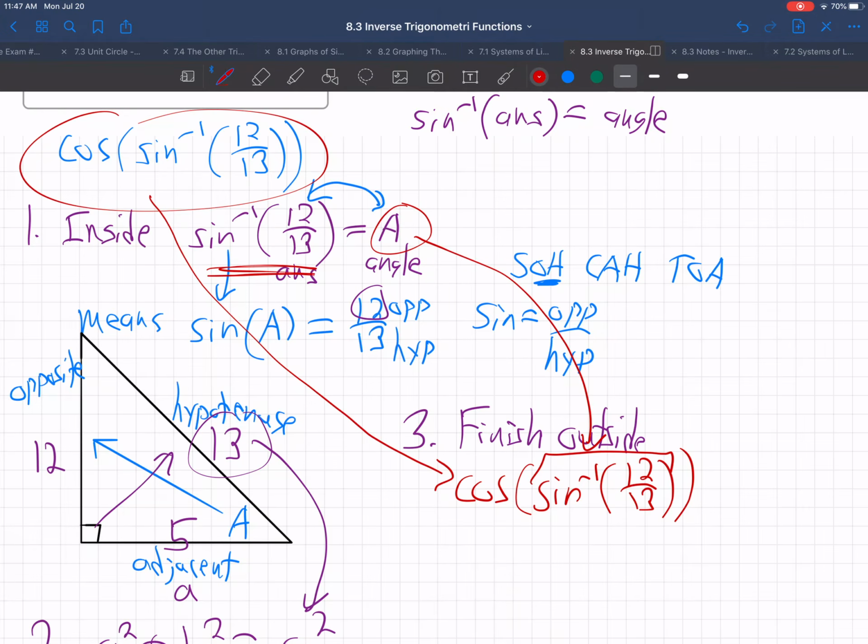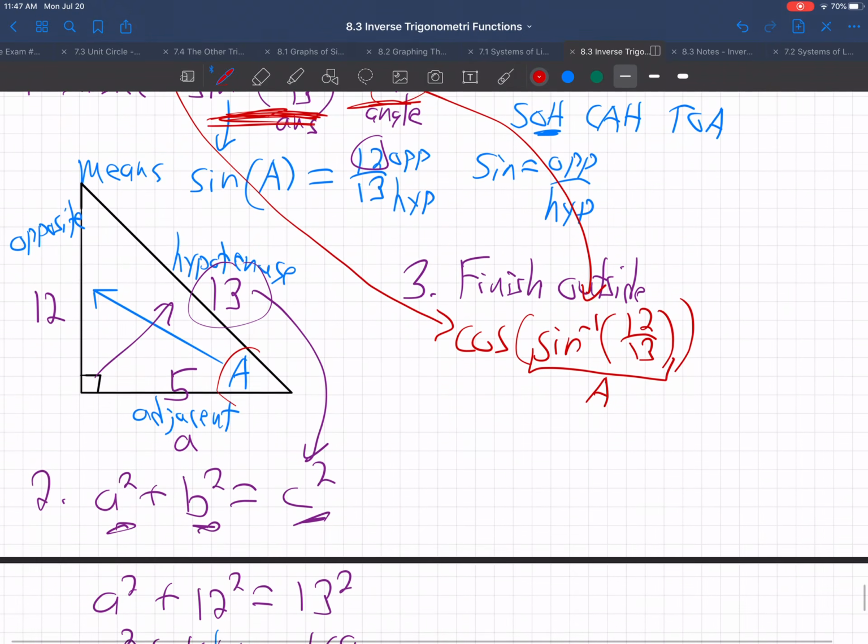That's kind of ugly. Let me do it this way. There. That's all A, right here. Sine inverse of 12/13 is A. And we put A in our triangle. So this is cosine of A, isn't it? And we can find cosine of A because we've got it in this triangle.